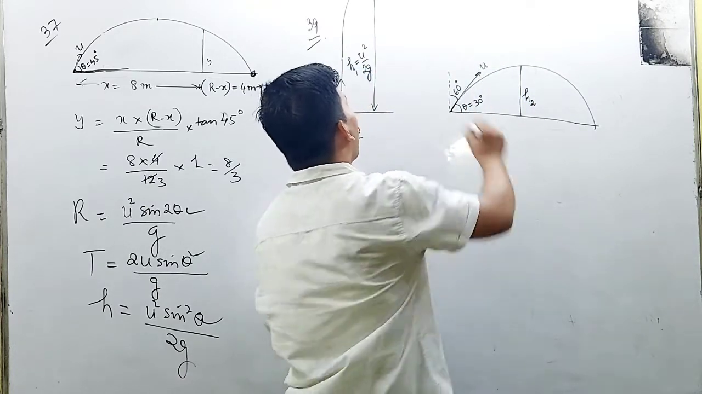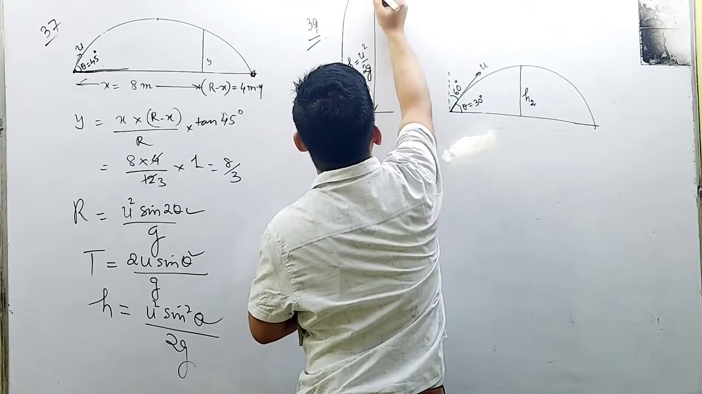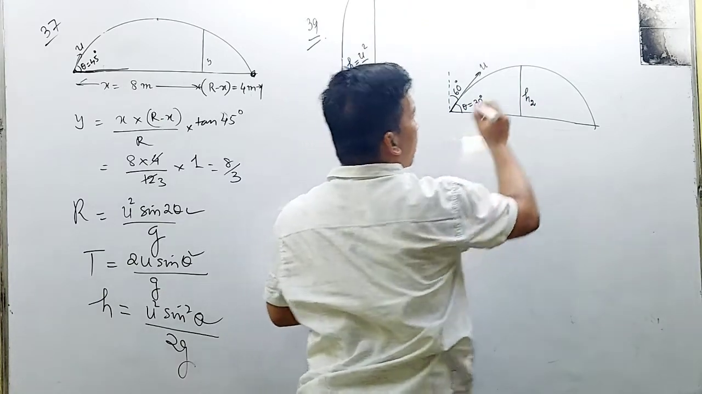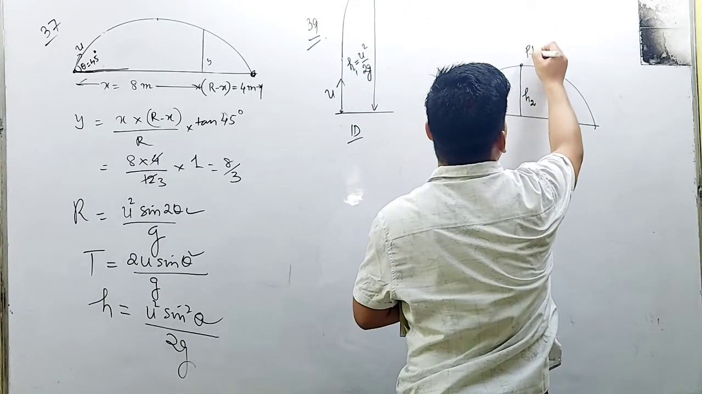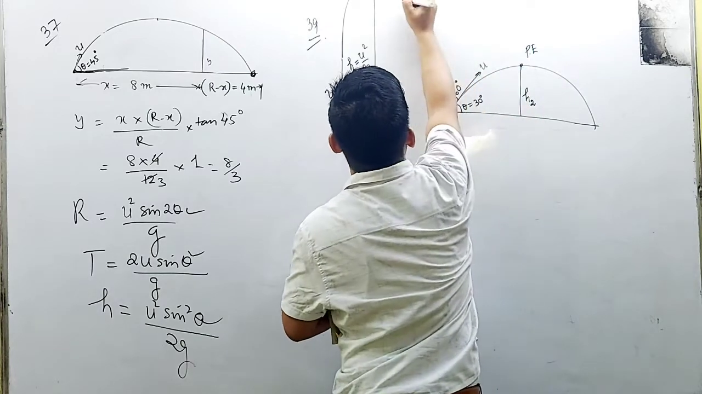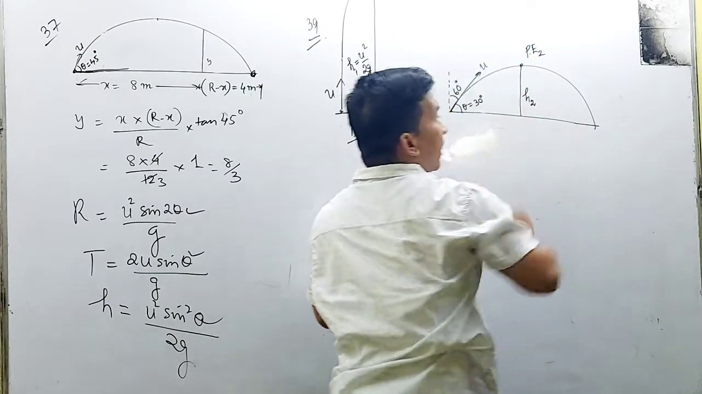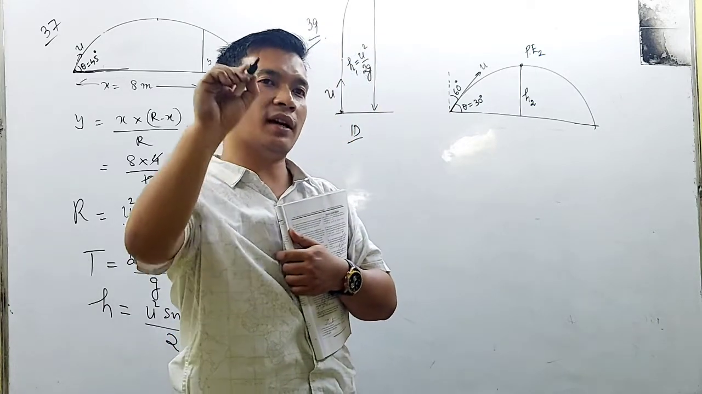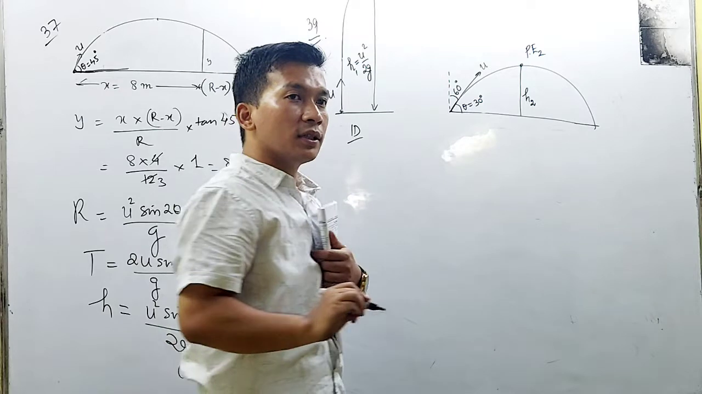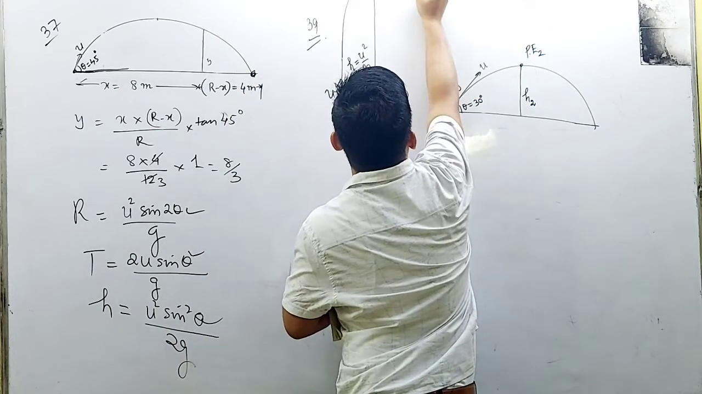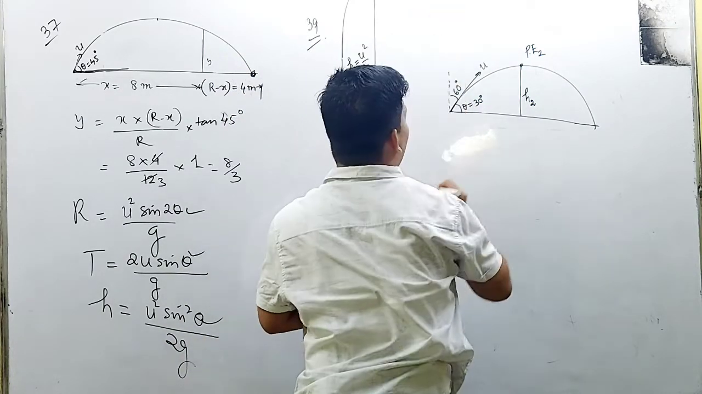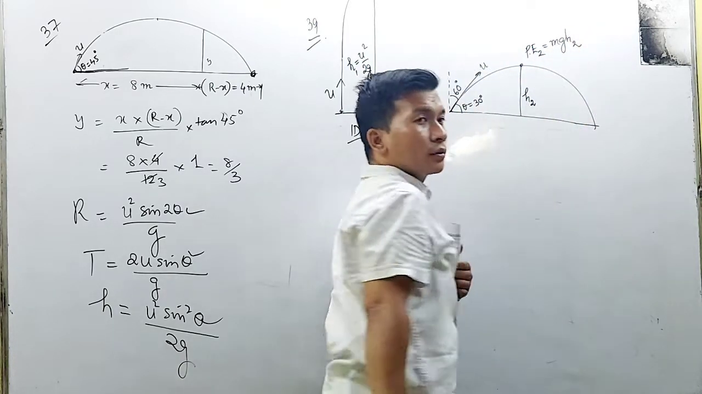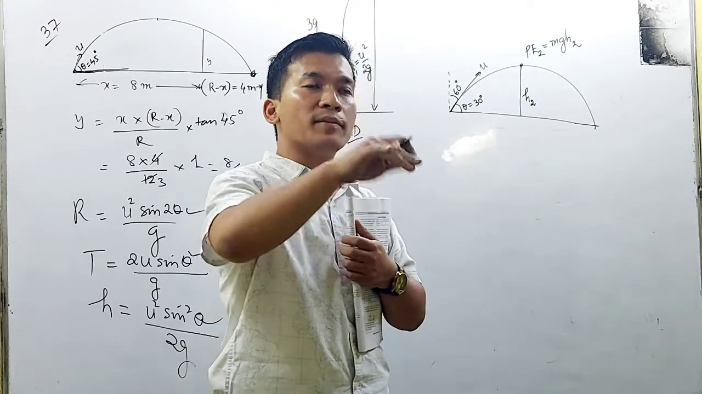At the highest point, the particle will have potential energy. At this point it will also have potential energy, PE1, and this is PE2. And what is the formula for potential energy? mgh. So we can put it as mgh1 and mgh2.